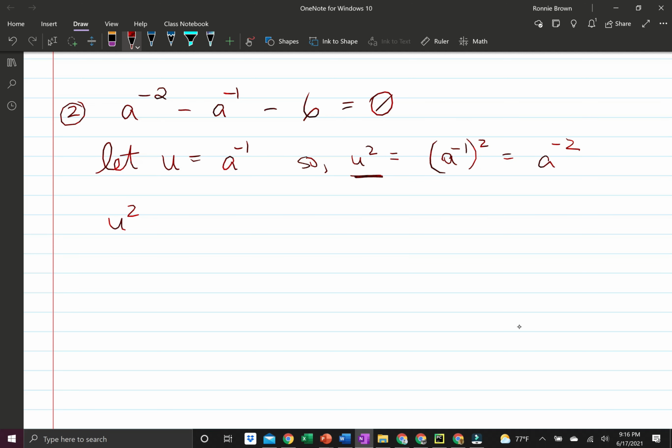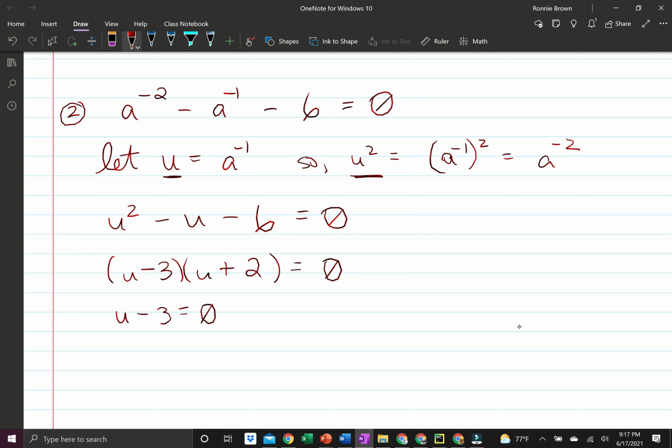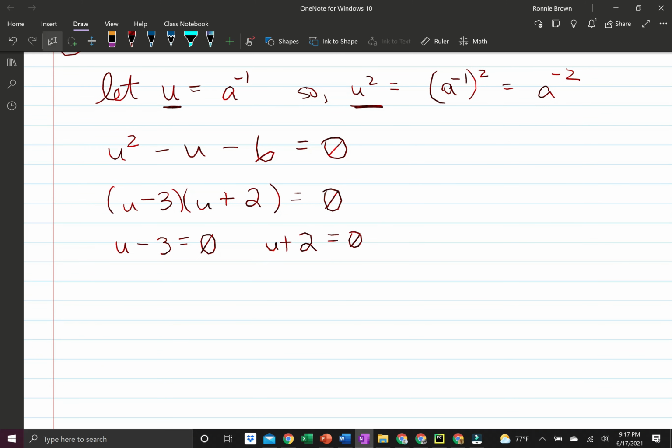We have to get our signs right. It would have to be a negative 3 and a positive 2, right? Negative 3 plus 2 would make a negative 1. And negative 3 times a positive 2 gets us the negative 6. So that works out. Now we use the zero factor property. So u minus 3 equals 0, and u plus 2 equals 0. Go ahead and solve for u. U is equal to 3, and u is equal to negative 2.